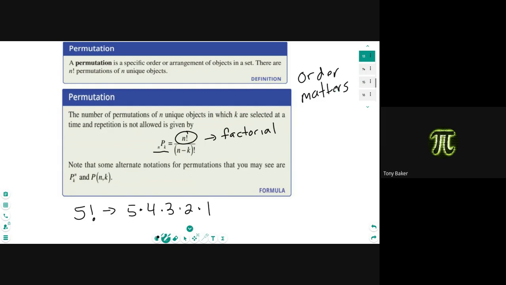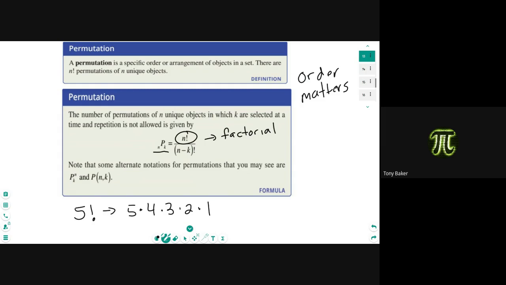So if we're looking at a phone number, does order matter in a phone number? Yes. I can't switch the last 2 digits and still call you. So order matters. That's what it means by order matters. That list of things has to be in a very specific order for it to work.